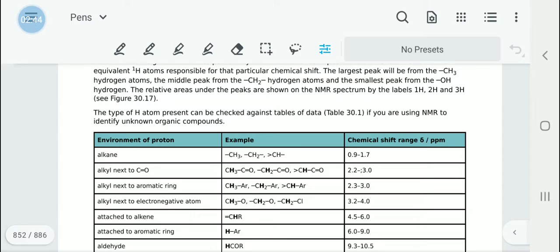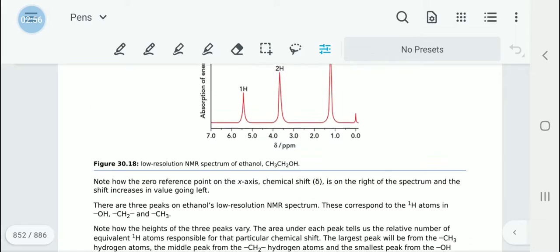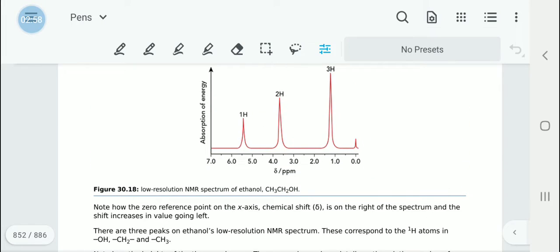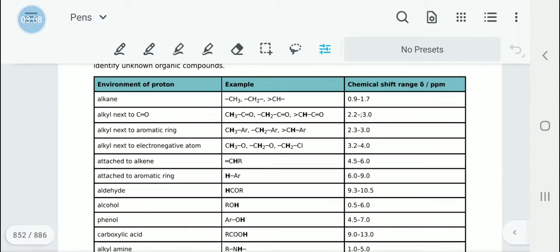Now, for example, if there is an alkane, then the chemical shift would range from 0.9 to 1.7. Alkane means CH3, CH2, CH. So just see whether there is something of that sort. There is a range here, 0.9 to 1.7. There is a chemical shift there.